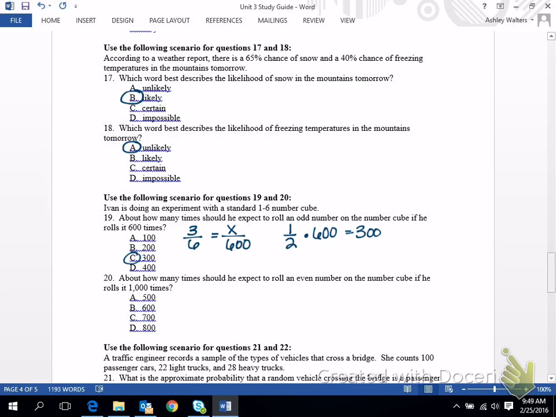For number 20, it says about how many times should he expect to roll an even number on the number cube if he rolls it 1,000 times. There are 3 evens out of 6 numbers, so how many should that be out of 1,000? Or you can look at this as he has a 1/2 chance each time he rolls for the next 1,000 rolls, and that is a 500 that you should come up with.